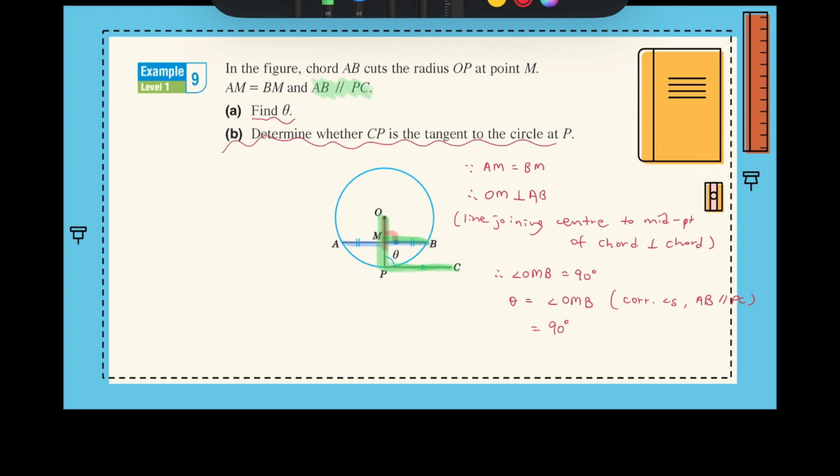And it asks you to determine whether CP is the tangent to the circle at P. If we know that theta is 90 degrees, then OP is perpendicular to CP, and therefore CP is the tangent to the circle at P, using the reason converse of tangent perpendicular radius.